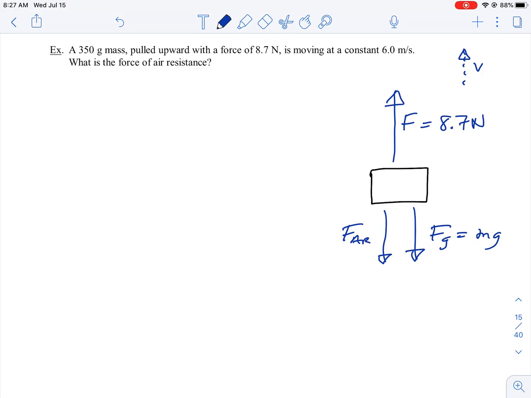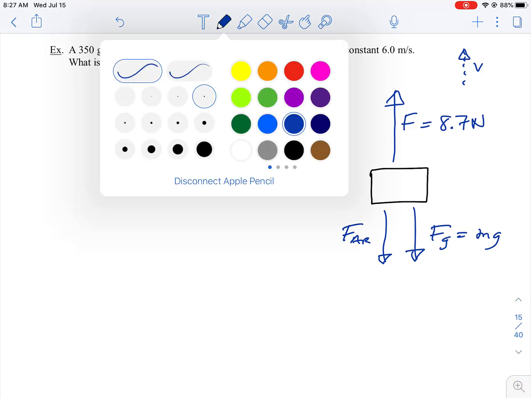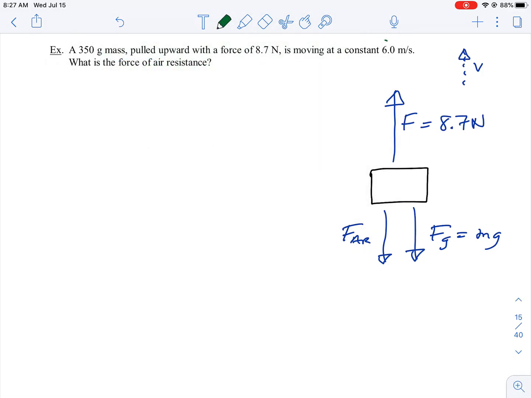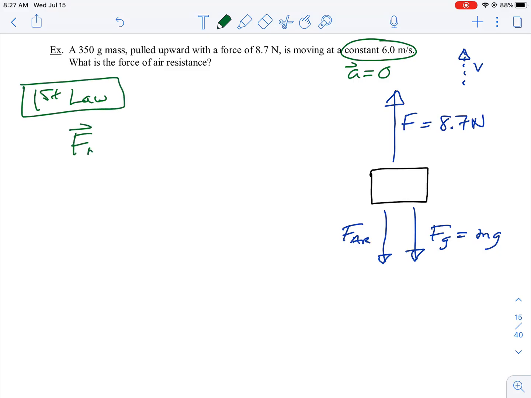Good. Next, which law? Well, if it's going at a constant velocity, that means the acceleration will be equal to 0. And that represents Newton's first law. And that means if we find the net force, that'll be equal to 0.